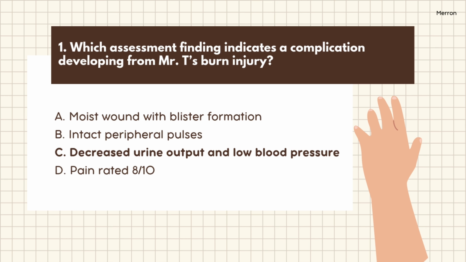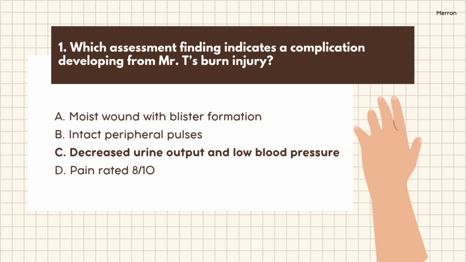3. Mr. T's fluid balance is negative. What is the nurse's priority action? A. Monitor vital signs and initiate IV fluid replacement. B. Administer diuretics as prescribed. C. Encourage increased oral intake only. Or D. Restrict fluids.